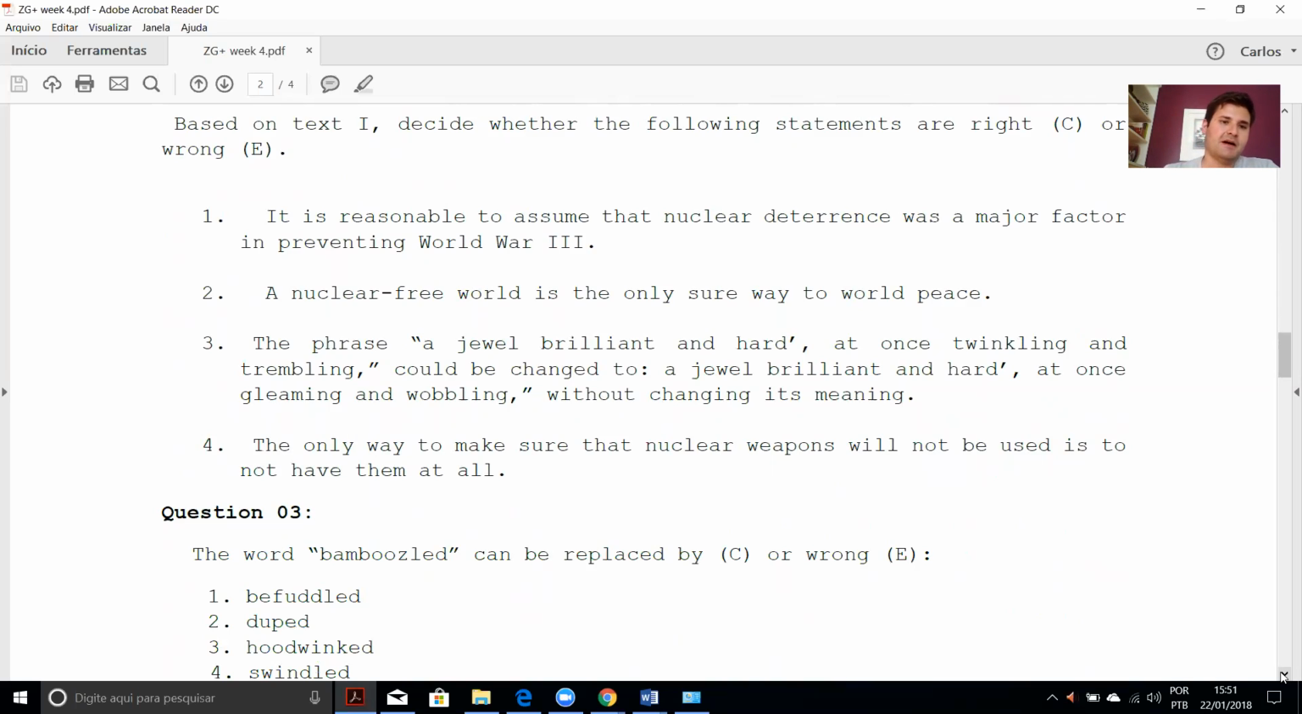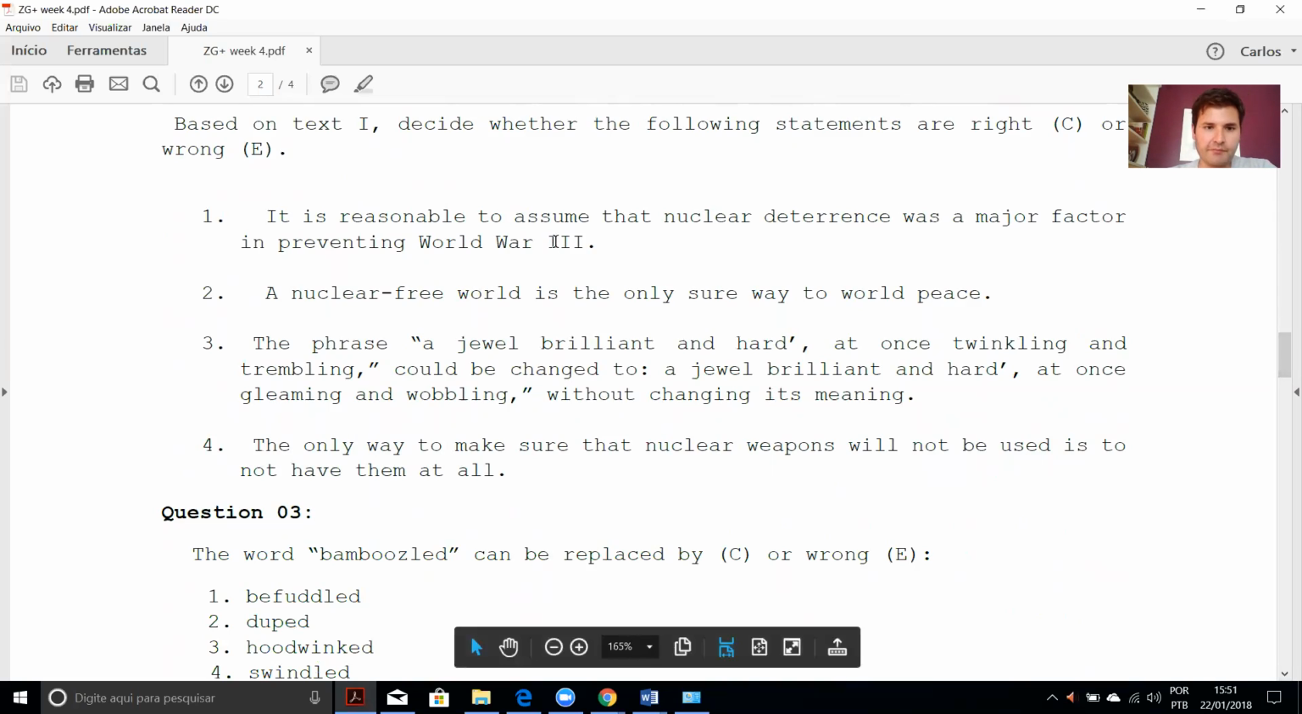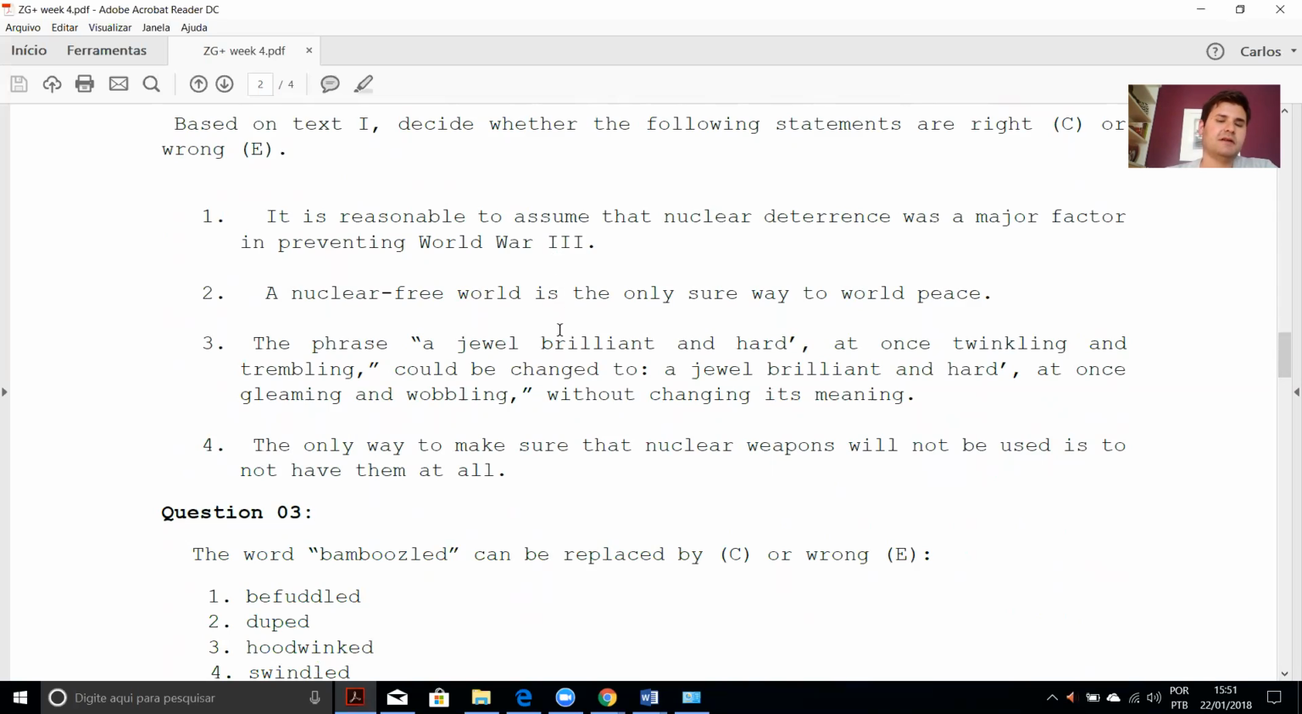Okay, so recapping here, number 1 is wrong. Number 2 is also wrong. Number 3 is right. And number 4 is wrong.